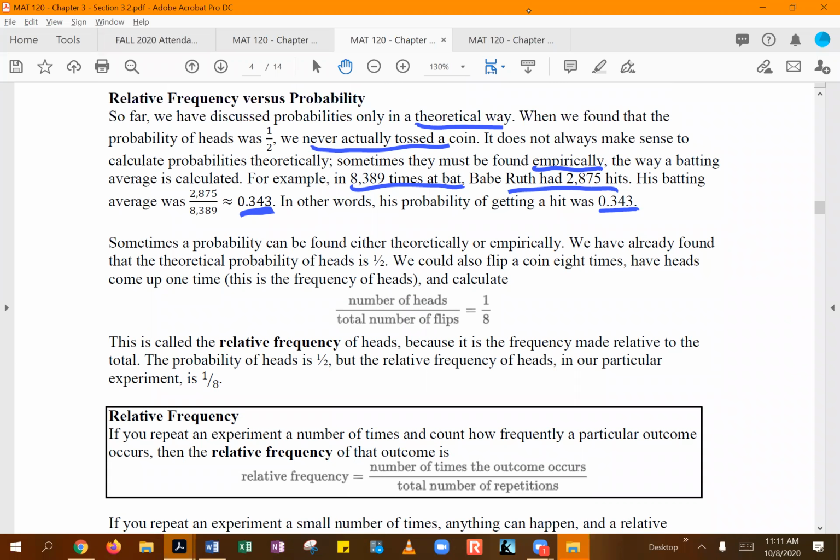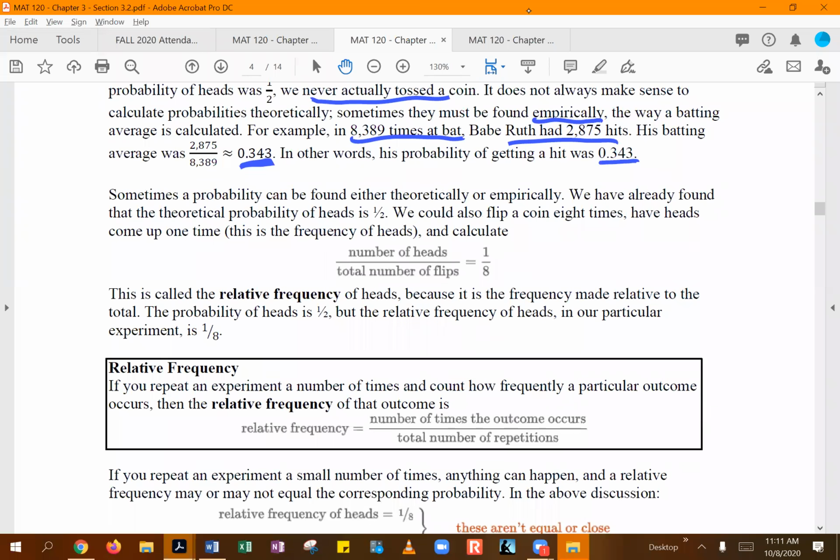So this is what we talk about empirically, because this is where we know how many times he was actually at bat, how many times he got his hits. Comparing those numbers, we were able to come up with the probability. So basically, depending on what you are looking at, you can find your probabilities either theoretically or empirically. All the examples we did up until this point were theoretical: flipping a coin, rolling a dice, or choosing a card from a deck of cards. All of these are what we would say are theoretical probabilities.